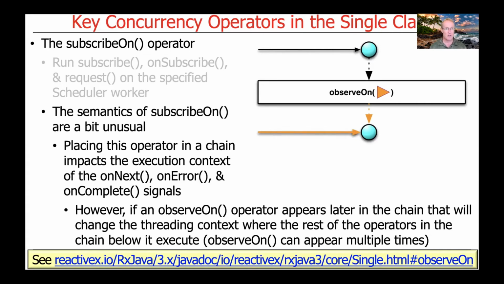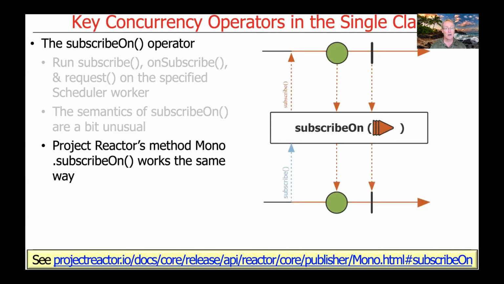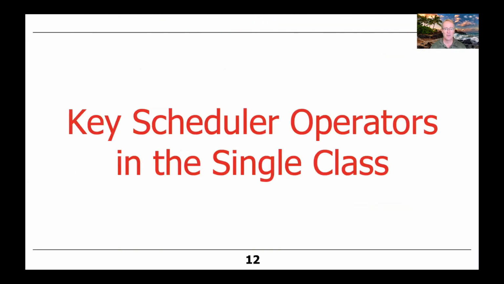Keep in mind that observe on can actually appear multiple times in a chain. We aren't going to look at observe on right away. We'll come back and take a look at that later, but just be aware that the semantics of subscribe on and observe on are a little subtle, especially when used together. Project Reactor has a mono class with a subscribe on operator that works the same way that RxJava's subscribe on operator works on the single class.